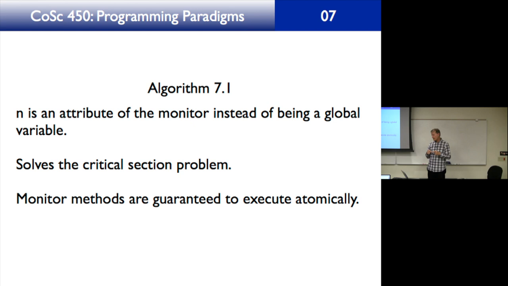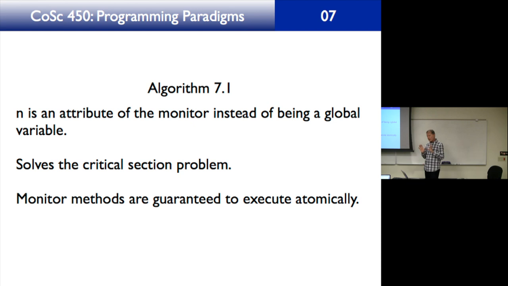Before, n was a global variable. It was just hanging out there, and they all had access to it. But now the n that we're going to increment is not just a global variable that everyone has access to all over the place. Instead, it's an attribute of the monitor, and people don't have access to it directly. They only have access to it through the monitor methods. Are you with me?